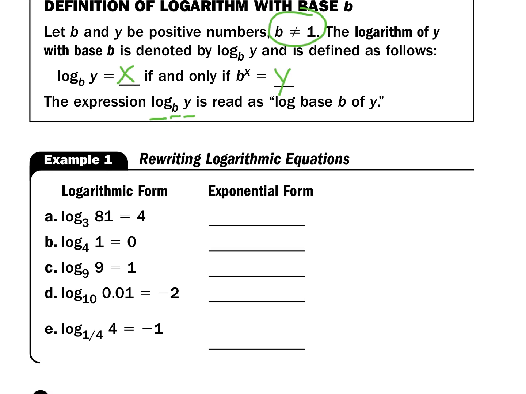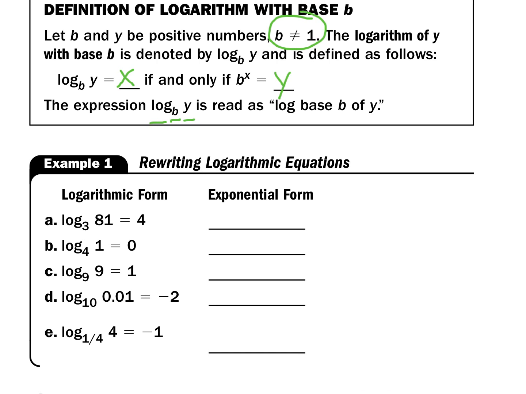Okay, so example 1, rewriting a logarithmic equation. We're going to rewrite it in exponential form. We've got a, b, c, d, and e here, so I'll go ahead and rotate my colors. Log base 3 of 81 is equal to 4. In other words, 3 to the 4th power is equal to 81. And I can actually show that 3 times 3 is 9, times 3 is 27, times 3 again is equal to 81.